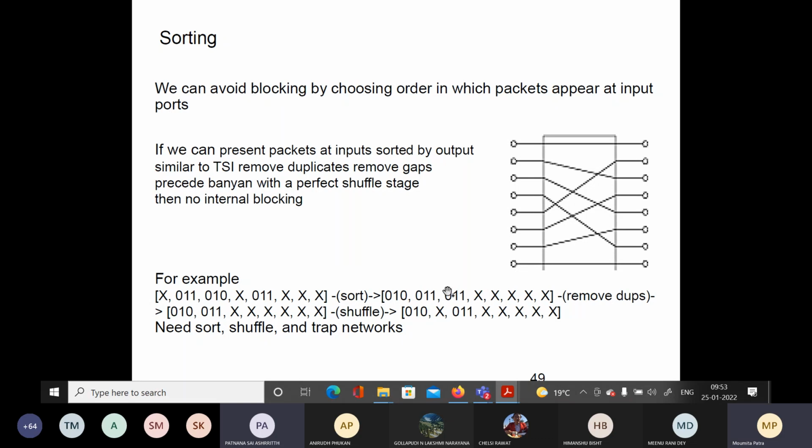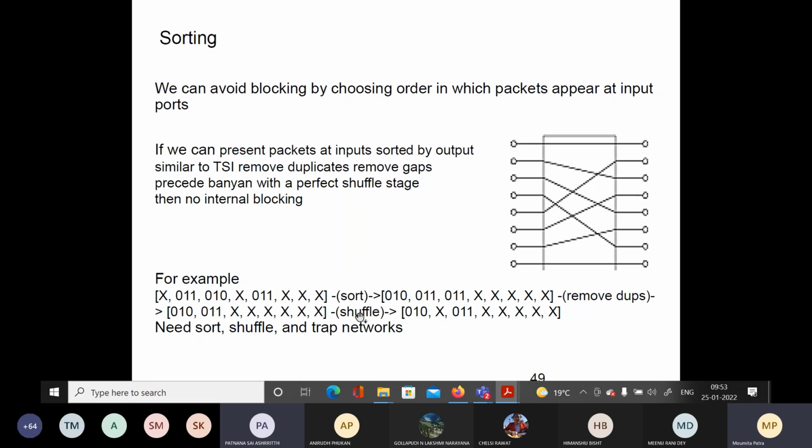Now here you can see that there are two input ports which have packets intended for the same output port. 011, 011. So what you do is remove the duplicates. You removed one of the duplicates. Now you are having this as the entire input tuple.